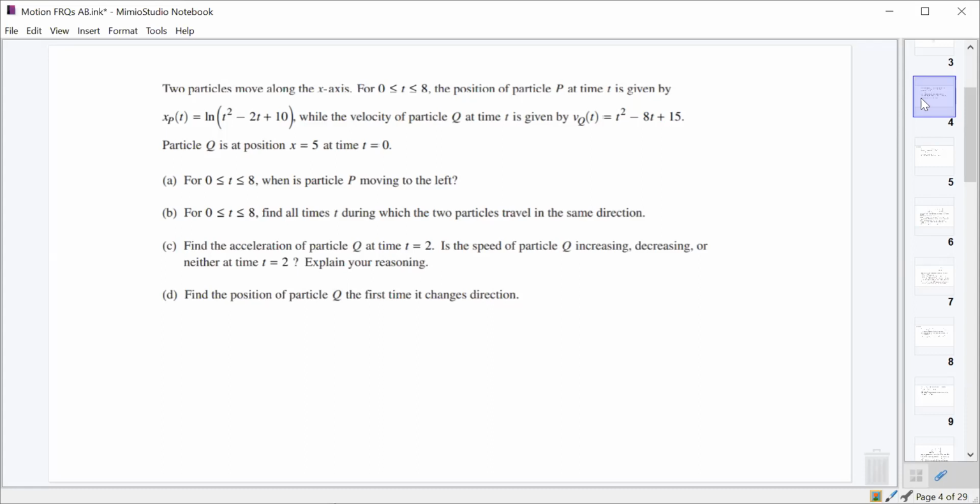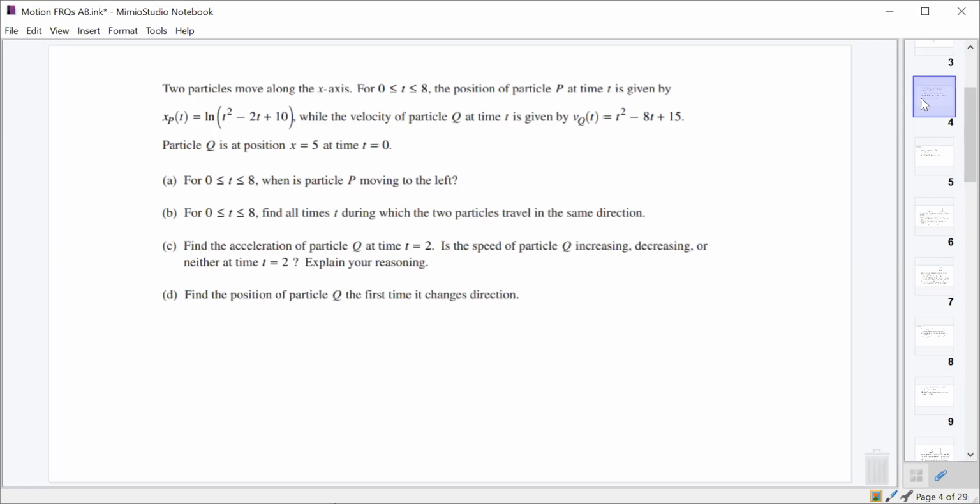Okay, so this is our first non-calculator one. So we got two particles moving along the x-axis. We got particle P, and we're given its position. And then we got particle Q, and we're given its velocity. And then we're given an initial position for particle Q.